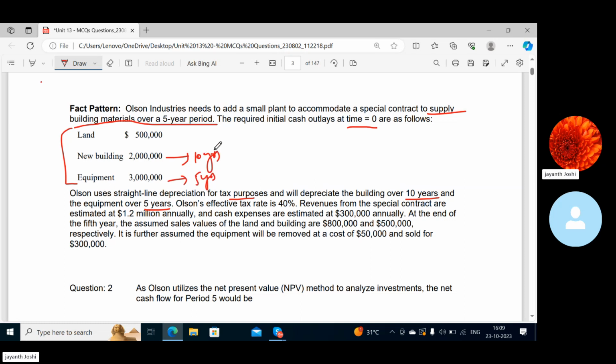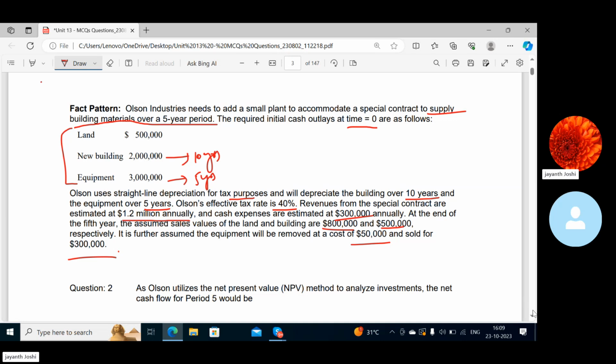Now, Oslon's tax rate is 40%. Revenues from the special contract are estimated at this much annually. That means you will get this much revenue from this contract. The cash expenses are this much annually, and at the end of the 5th year, the assumed sales values of land and building. That means you are going to get this as a cash inflow for selling those two assets, right? And it is further assumed that equipment will be removed at a cost of 50 and sold for this much. Again, this you are going to get.